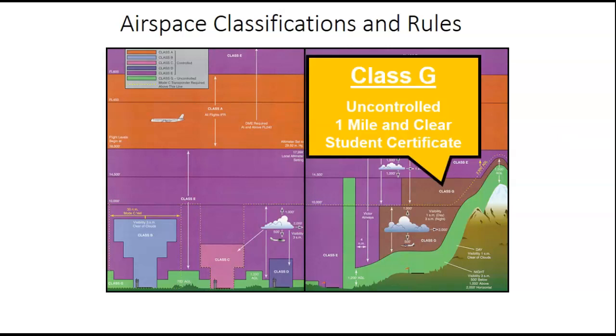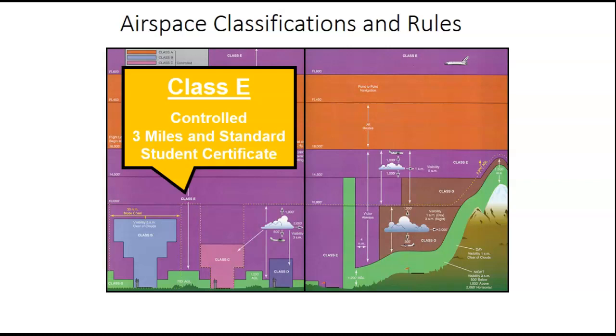Class G airspace is uncontrolled airspace, and the visibility requirement for VFR flight in Class G is 1 statute mile visibility, and you need to stay clear of clouds up to 1,200 feet above ground level, or AGL. And you can fly in Class G airspace with a student pilot certificate or better.